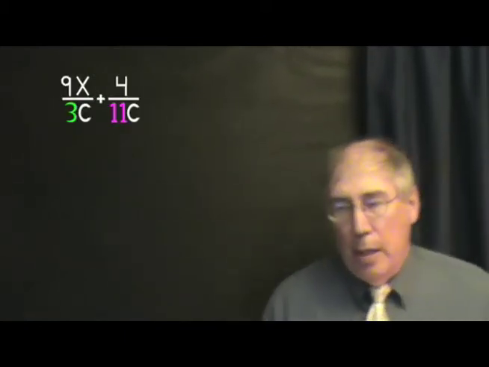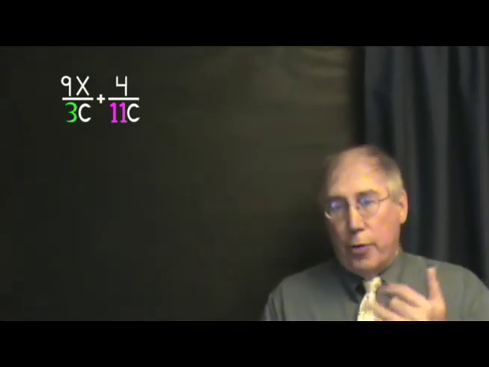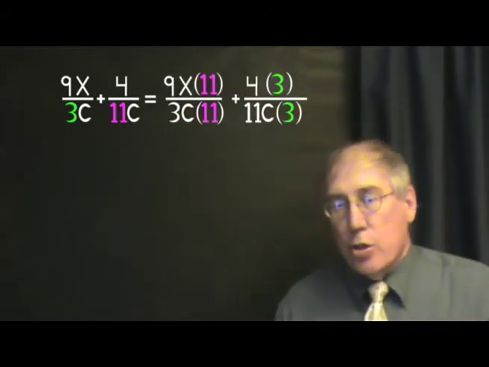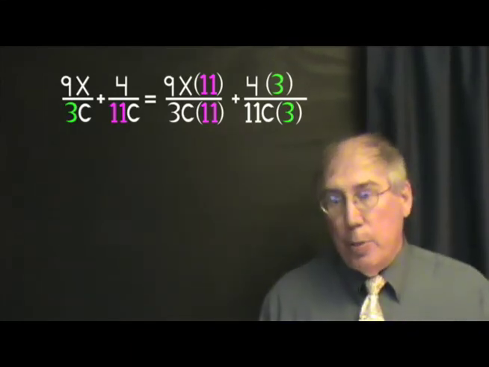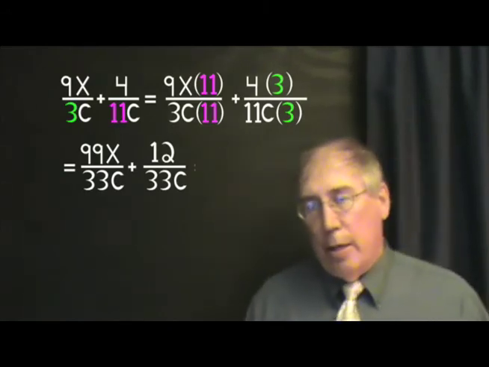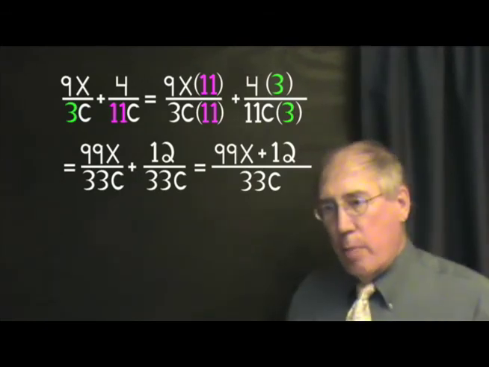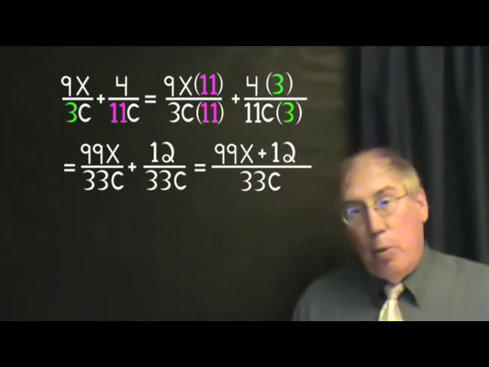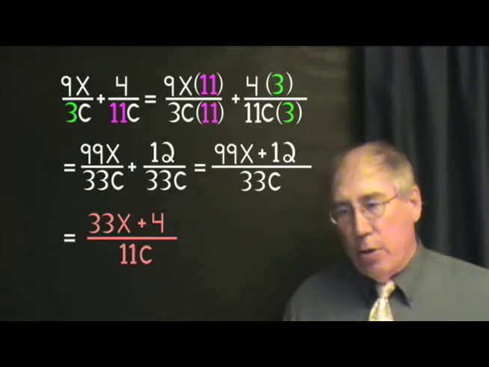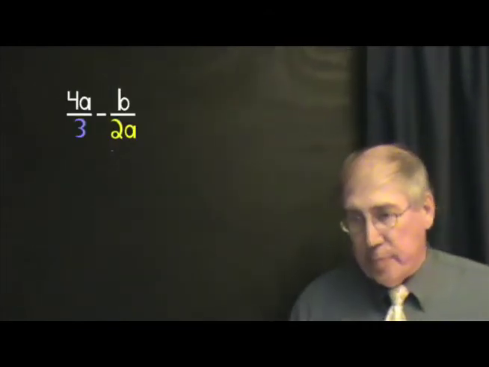Now here's the problem. We have to get the denominators the same. We have to have factors of 3, 11, and c to make up our common denominator in this case. So take and multiply 11 times the numerator and denominator of that first fraction, and 3 times the numerator and denominator of the second fraction. Now we got 99x plus 12 over 33c. Now what we can do is divide 3 into each one of those terms, and so we'll end up with 33x plus 4 over 11c.